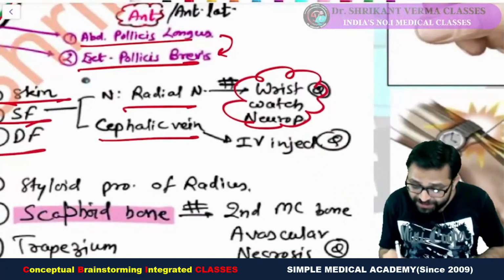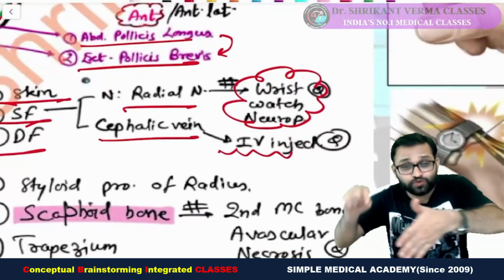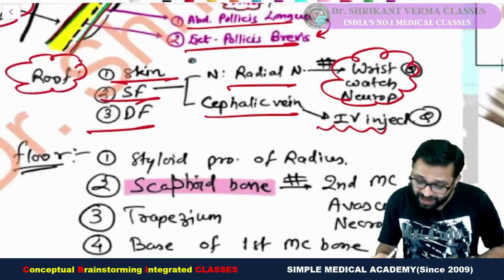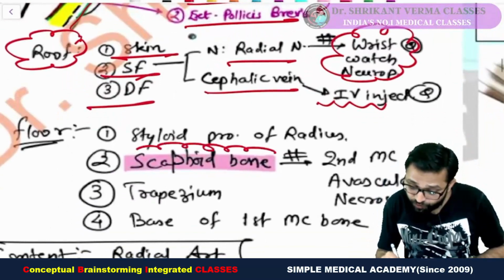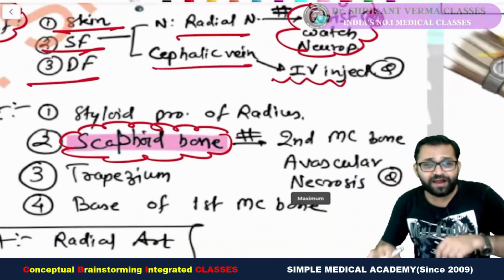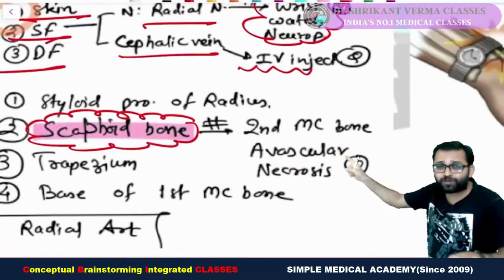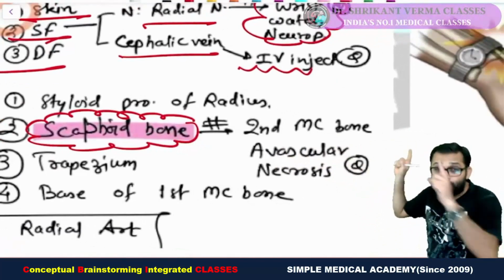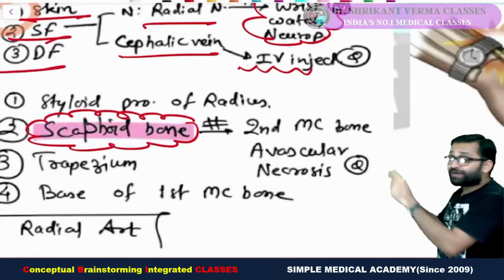Another thing, here is the presence of the cephalic vein. The cephalic vein is used for the IV drip. Another thing, I told you there is our floor. At the floor there is the scaphoid bone, and this scaphoid bone is the second most common bone getting avascular necrosis. Orthopedics integration.